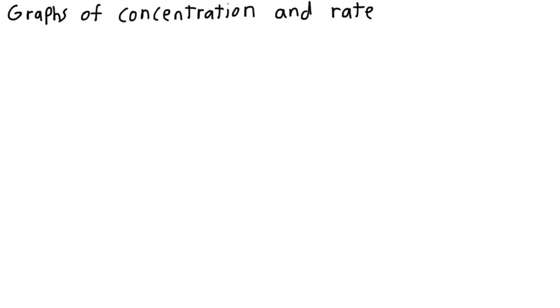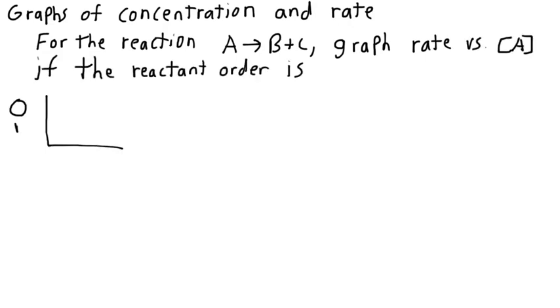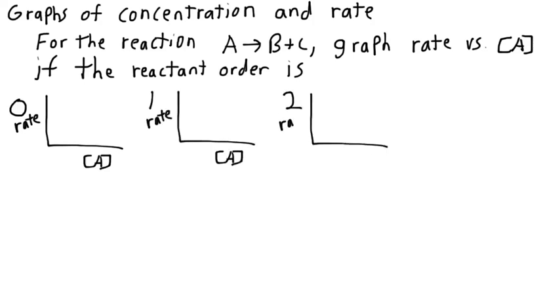Finally, for today, we'll look at what graphs of concentration and rate look like. It's probably pretty obvious. We're just looking at the exponents, basically. So if we have a reaction where A is the reactant, let's make graphs if it turns out to be zero order, where the rate doesn't depend on the reactants, that'd be like rate equals k times the concentration of A to the 0 power. So no matter what concentration of A is, the rate stays the same.